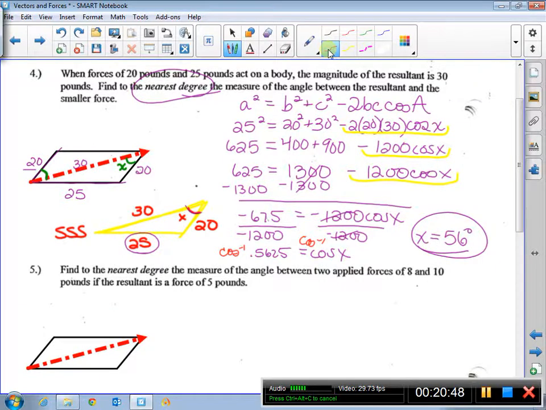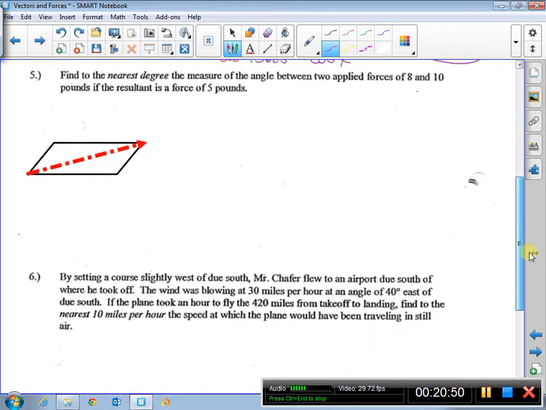All right, let's take the next two and set them up. I think you can do the work. The hard part is really drawing the picture, labeling the sides and deciding which sides and angles, and deciding which law to use. So find to the nearest degree the measure of the angle between two forces of 8 and 10. So 8 and 10. If the resultant is 5, well, that seems weird, and they want us to find that angle.